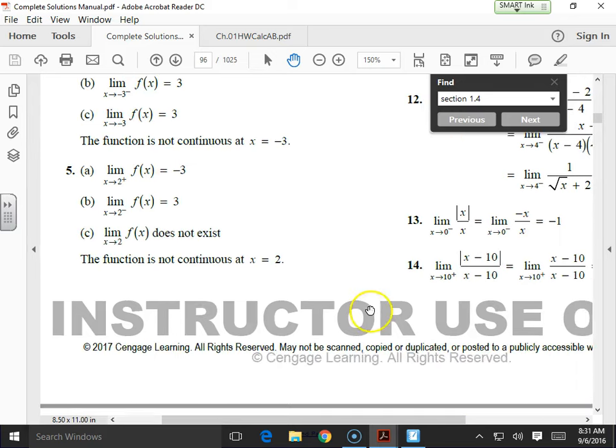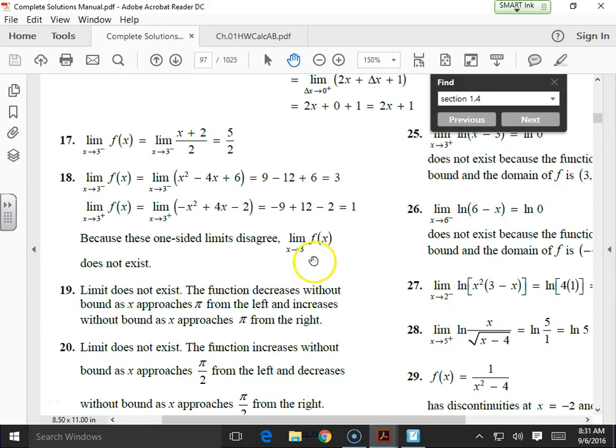All right, the next one is number 18. Yes. Number 18, the limit does not exist. Why? The one-sided limits do not agree.